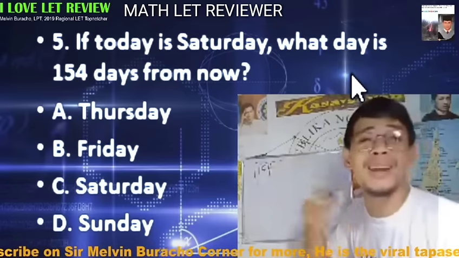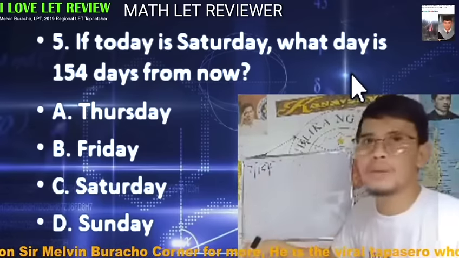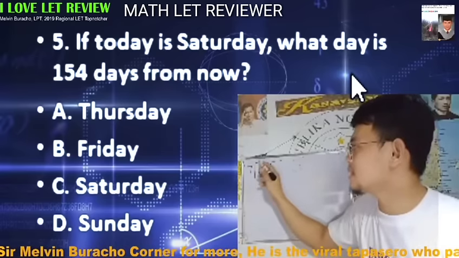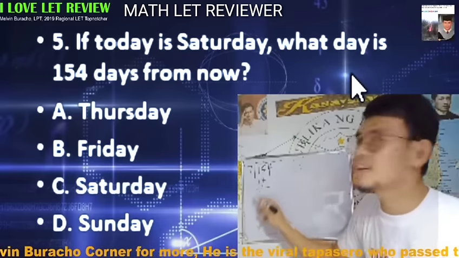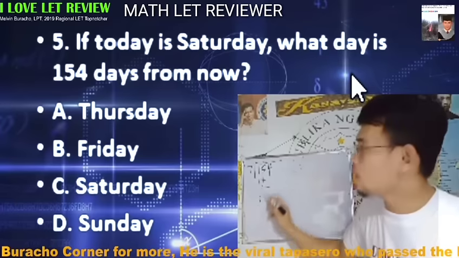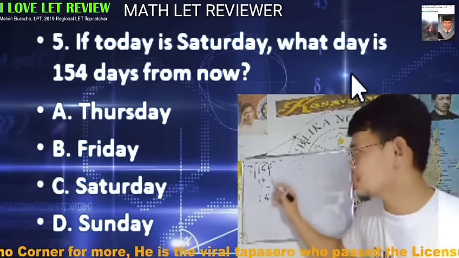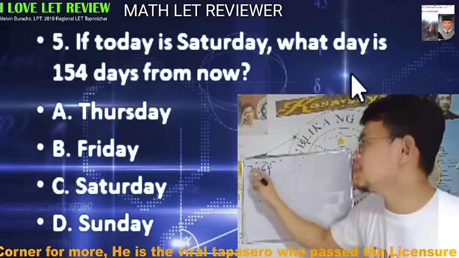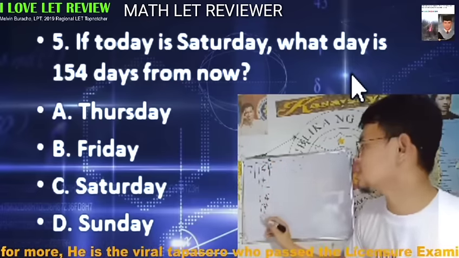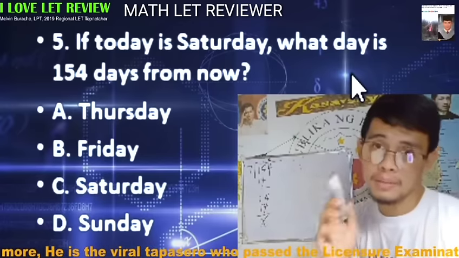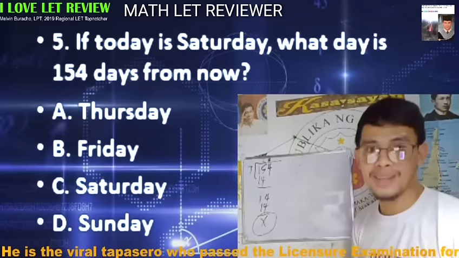So, how many days are there in a week? 7. Therefore, you are going to divide 154 by 7. 15 divided by 7 yields 2. 2 times 7 is 14. 15 minus 14 gives you 1. 1, and you bring down 4. Bring down ba tawag dito? Yes. Okay, so 14 divided by 7 yields 2. 2 times 7 is 14. Do we have a remainder? No. Remember this one: if you don't have a remainder, the answer is the same.